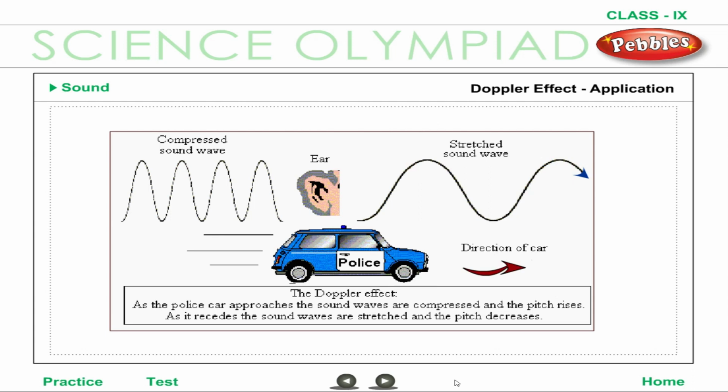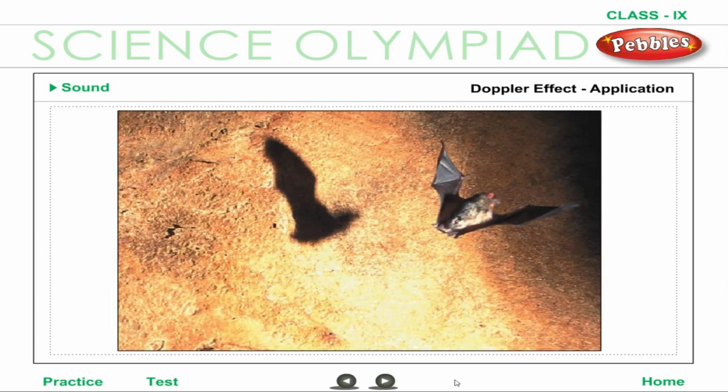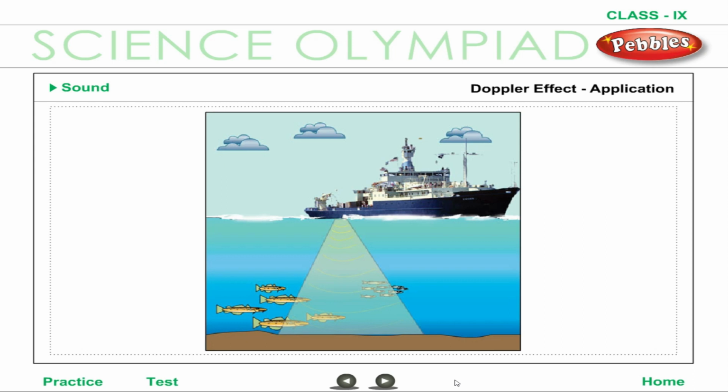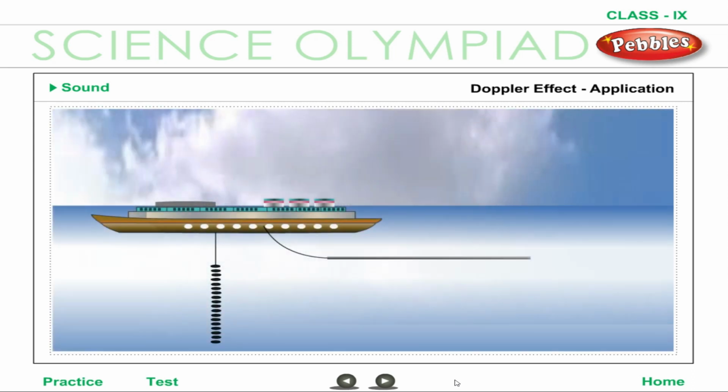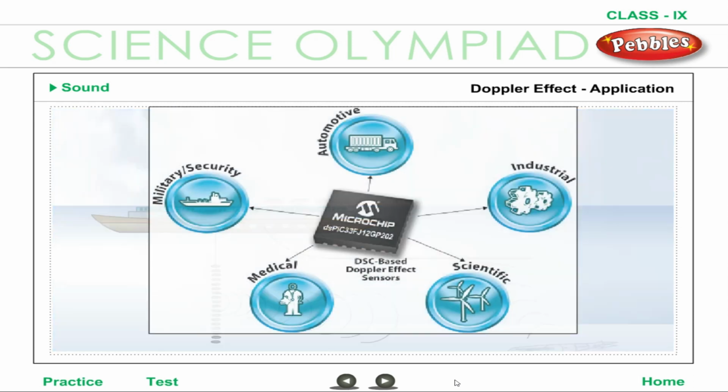Bats sense the velocity of objects around them by the Doppler frequency shift of the ultrasonic waves produced by them. They can estimate the distance and the size of objects as well. Doppler effect is used to determine the velocity of a submarine relative to an observer in a ship. Doppler effect is used in the medical industry also for diagnosis.